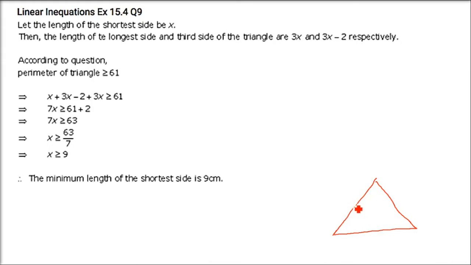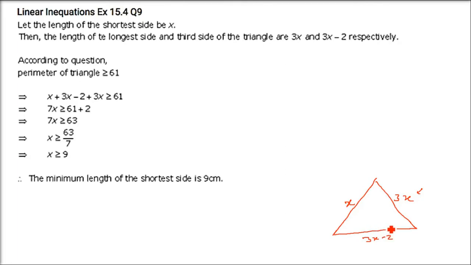So let us take the shortest side as x, because everything is dependent on x. The longest side is 3 times the shortest side. So the longest will be 3x. If shortest is x, the longest is 3 times the shorter side. The third side is 2 centimeters shorter than the longest side. So 3x is the longest side. Just take off 2 from it, reduce it by 2. It will be the third side.